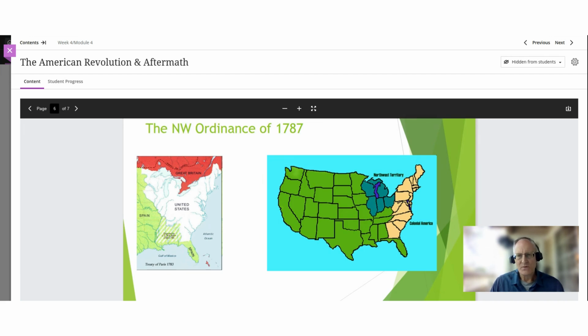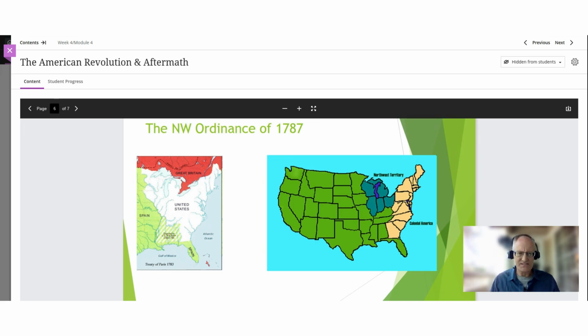Also, the ordinance decreed that only 3 to 5 new states would emerge from what was known or increasingly referred to as the Northwest Territory. And you can see that here in this slide, in this graphic, the dark blue states, those being Michigan, Ohio, Indiana, Illinois, and Wisconsin. This was to limit democracy and the political influence that these potential Western states could wield on the rest of the existing 13 states.